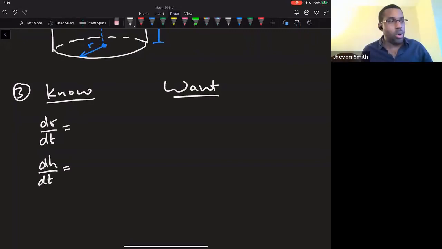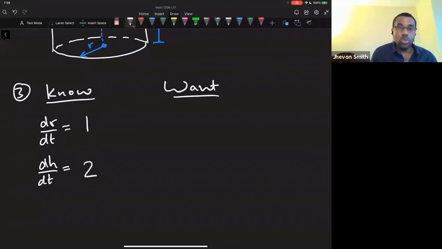Usually up until this point in your lives, even for the first half of this class, x was your independent variable. So you kind of want to break yourself out of that and keep writing down t so you know, okay, t is the independent variable. What were you told about the radius? Well, we were told that the radius is increasing at 1 and the height is increasing at 2.